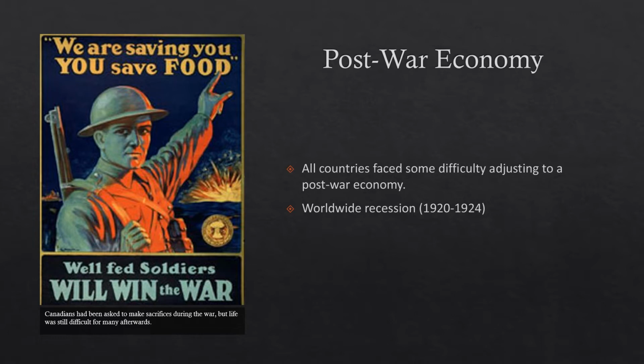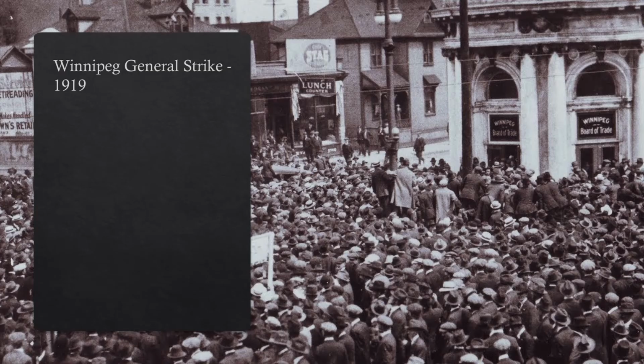This also increased much of the angst and division between the workers and the employers. And this would continue to bring workers' rights to the forefront of the political sphere. And this brings us to one of the defining moments in the history of labor relations in Canada, and that is the Winnipeg General Strike.